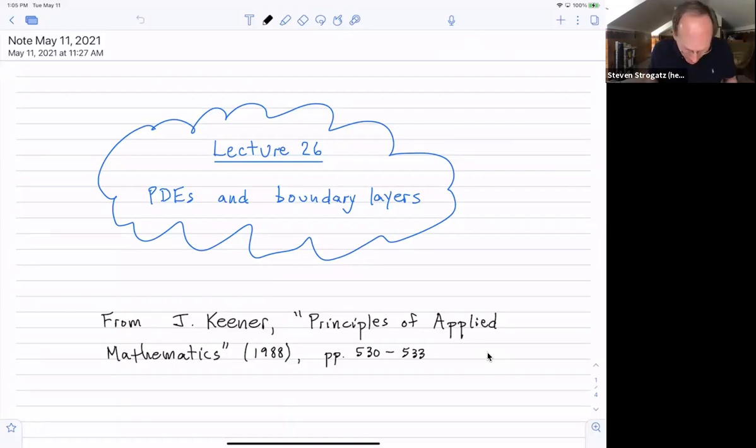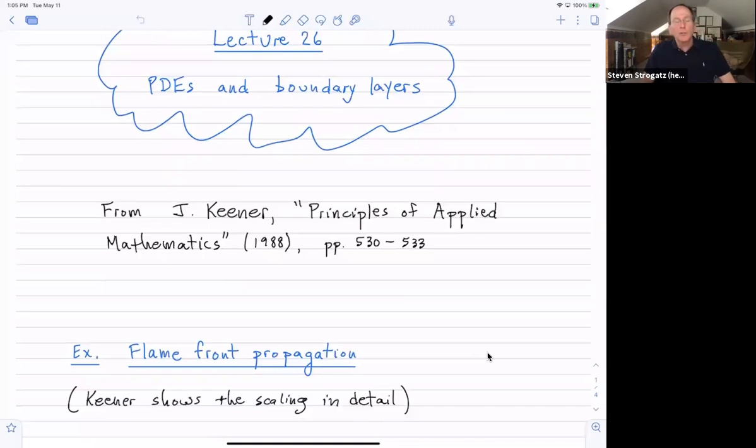In any case, our topic comes from Jim Keener's book, Principles of Applied Math, now in at least the second or third edition. I'm working off the first edition, where on page 530, he gives this example that has to do with the propagation of a flame. It's a simple model for flame propagation that is apparently a classic in chemical engineering. It's not something I'm really too familiar with, so I'll do my best to get the physics and chemistry across, but I don't promise I'm totally accurate on all of this.